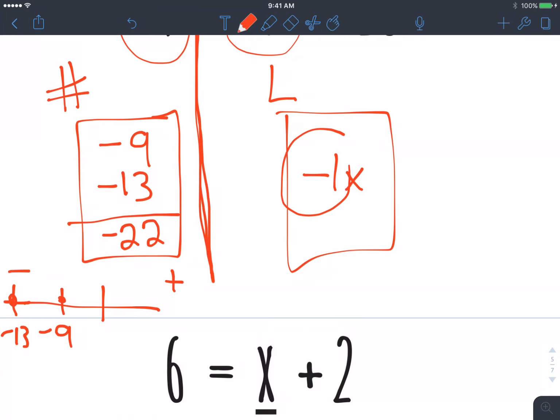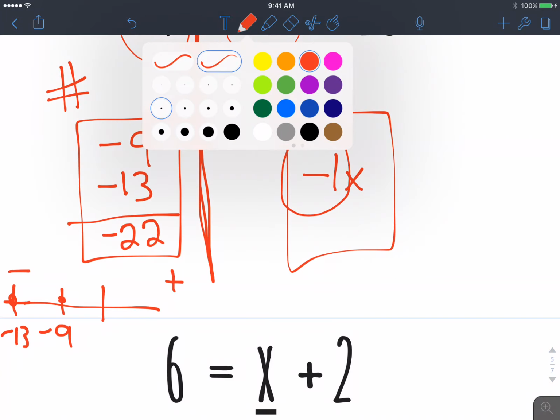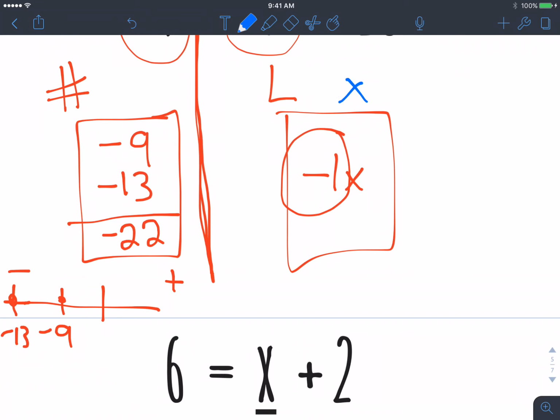Okay, now I do have a negative 1 here. So I am going to go ahead and either multiply or divide, because I just need a plain old 1. So divide by negative 1, divide by negative 1, x equals 22.